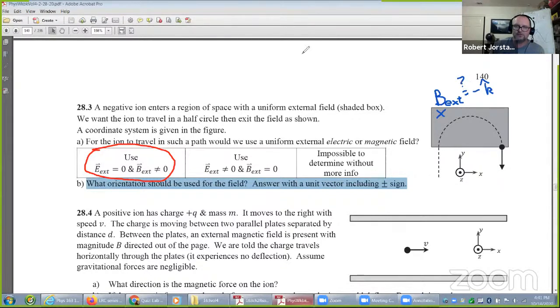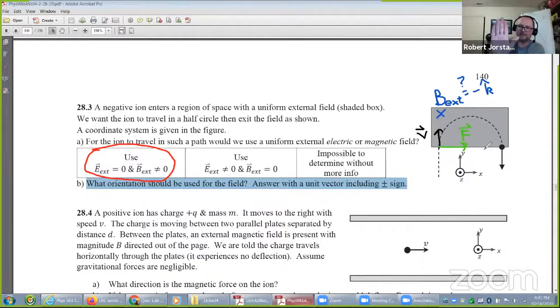Okay, if that's true, let's think about this. At this point, the velocity is upwards. What direction do I need the force to be? The X. This way. So now think, line up the fingers. You could put your hand right up to the screen. Line up your fingers with V, curl them to B, and my finger points to the left. But this is a negative ion, which flips it, and that is correct. Nice job. So that's the direction of the force.